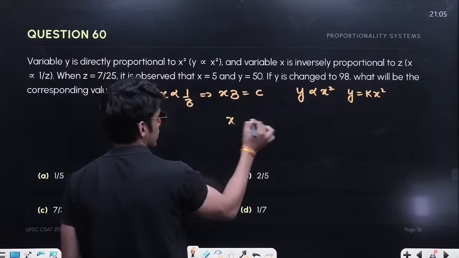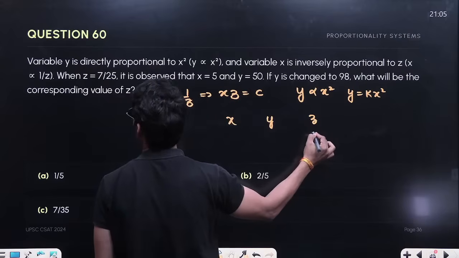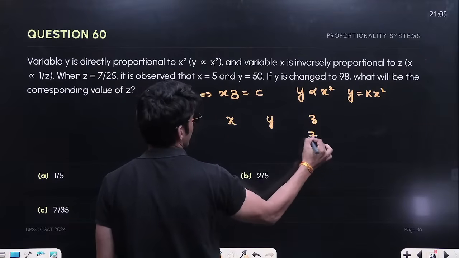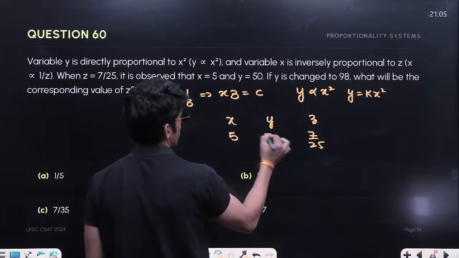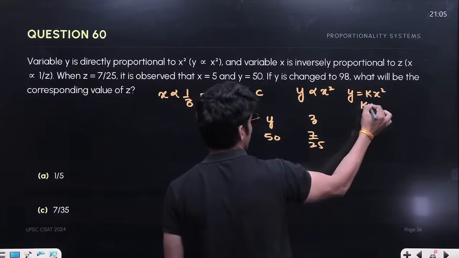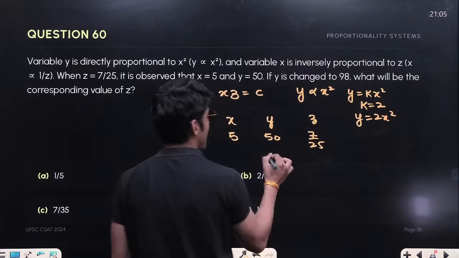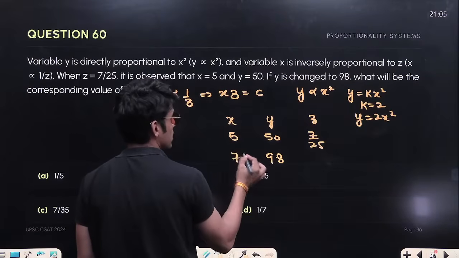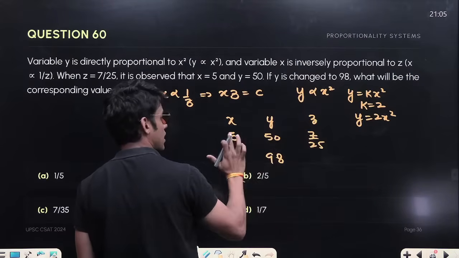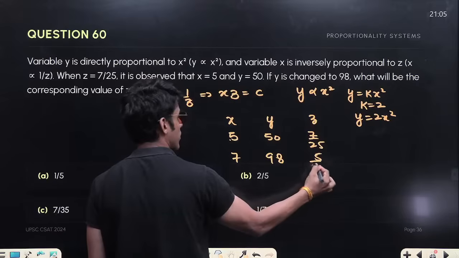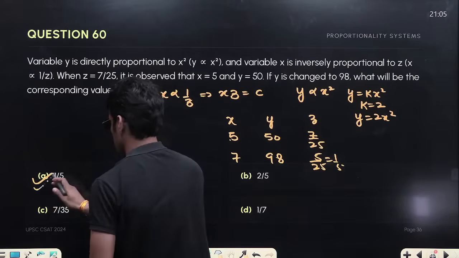Now let's see here. When z is 7 by 25, my x is 5 and y is 50. This gives me the value of k as 2. So y is 2x square. So if y is 98, my x becomes this, and the product of these two has to be same. So just exchange 7 and 5 here. So this becomes 5 by 25 and this becomes 1 by 5, which is the answer.